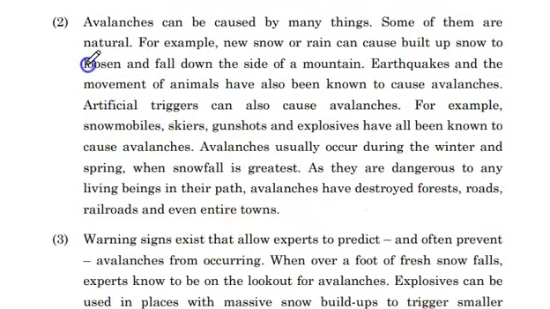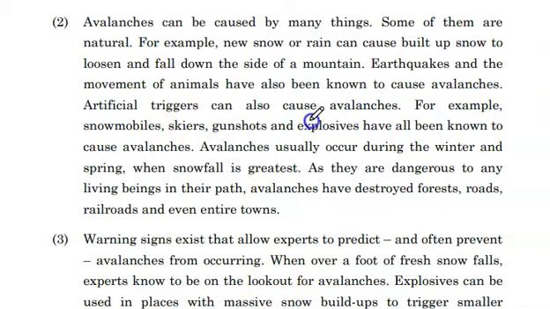Look at the second paragraph and let us read it carefully. Avalanches can be caused by many things. Some of them are natural. For example, new snow or rain can cause built up snow to loosen and fall down the side of a mountain. Earthquakes and the movement of animals have also been known to cause avalanches.